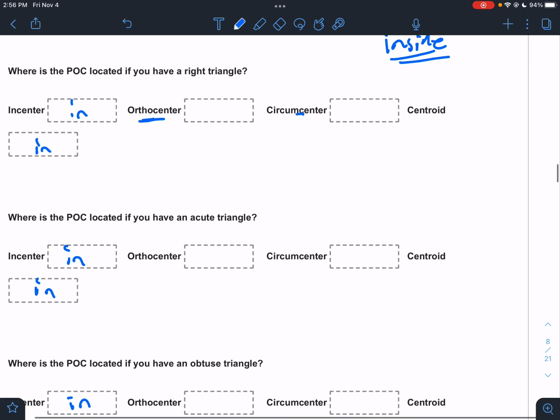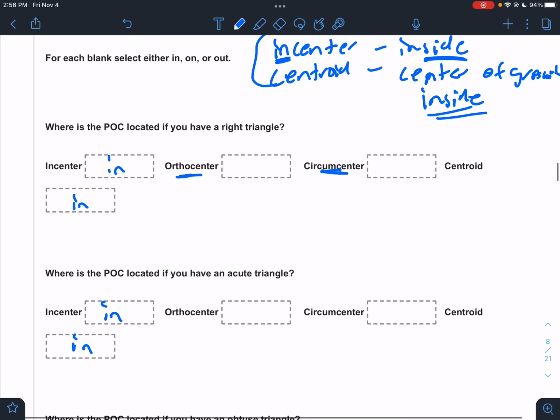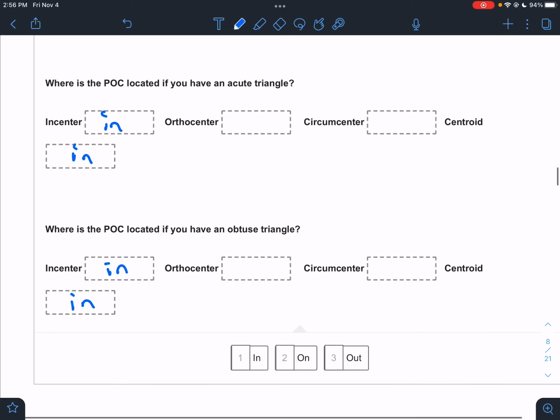So how about the other two? These do move around. What are my phrases? For the other two, we have right on, right? Right on, dude. So where's the POC? If it's a right triangle, it is on, leaving obtuse to be out.